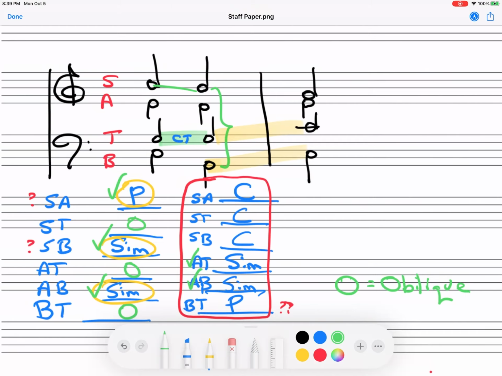Let's look at the upper three for contrary motion. Now, I'm going to remind you about something, and that is inversion of intervals. When you have contrary motion that could potentially be bad, let's take a look at what happens. Okay, so let's suppose you had a parallel motion like this. Okay, so this is parallel thirds.